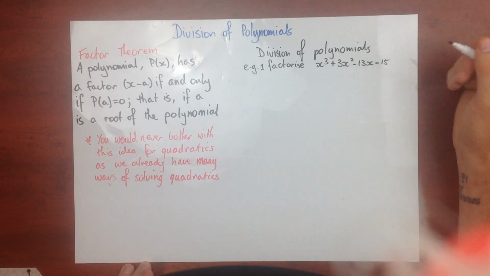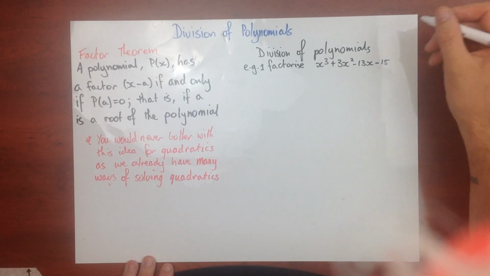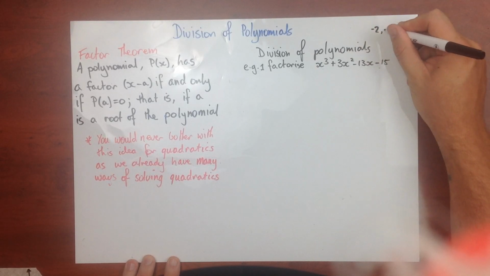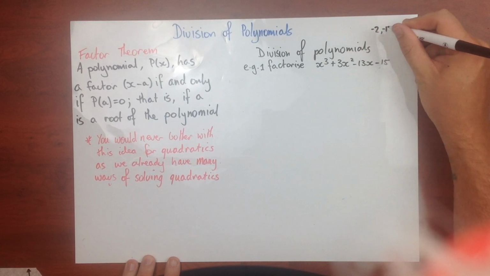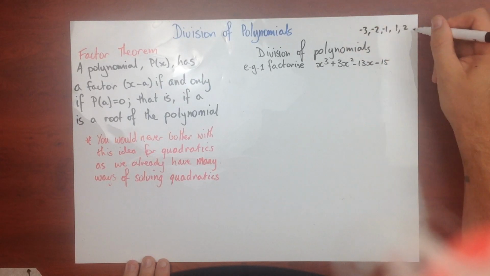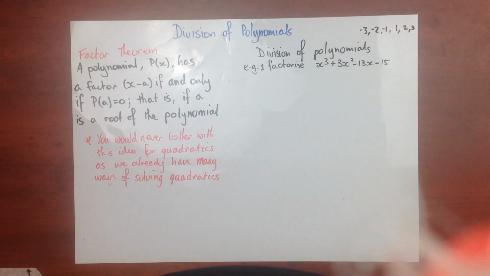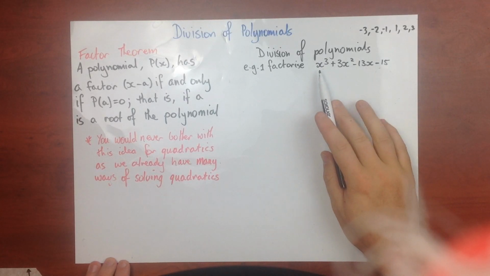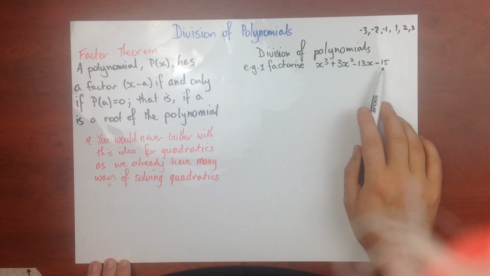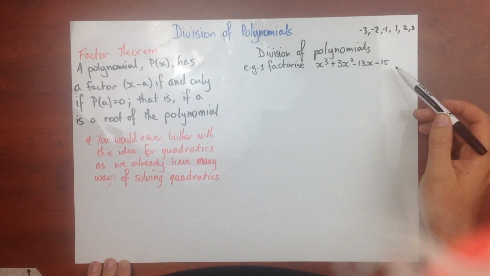Now the nice thing with our studies at VC is our factors are usually going to be -2, -1, 1 or 2. Occasionally you may have a -3 or 3, but definitely nothing outside of that. So what we need to do is first look and find a factor. The first one you're always going to look at is 1 because it's the easiest. So we would have 1 plus 3 take 13 take 15. That's nowhere near 0.